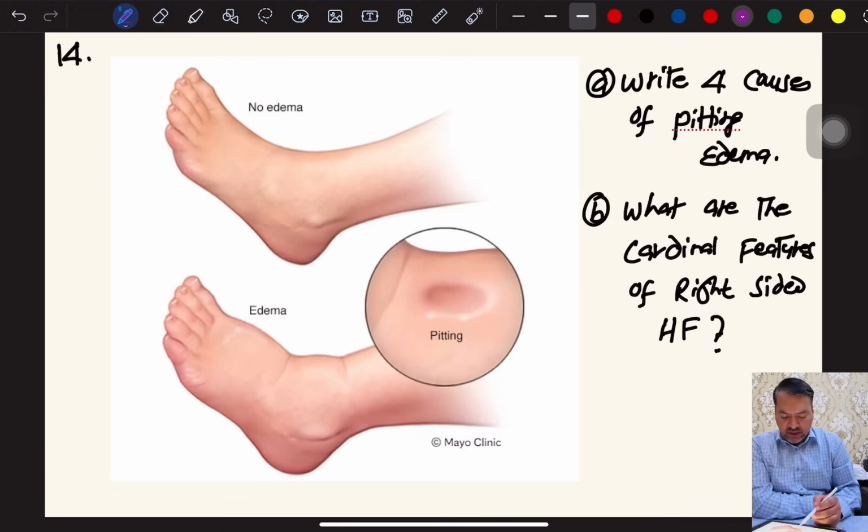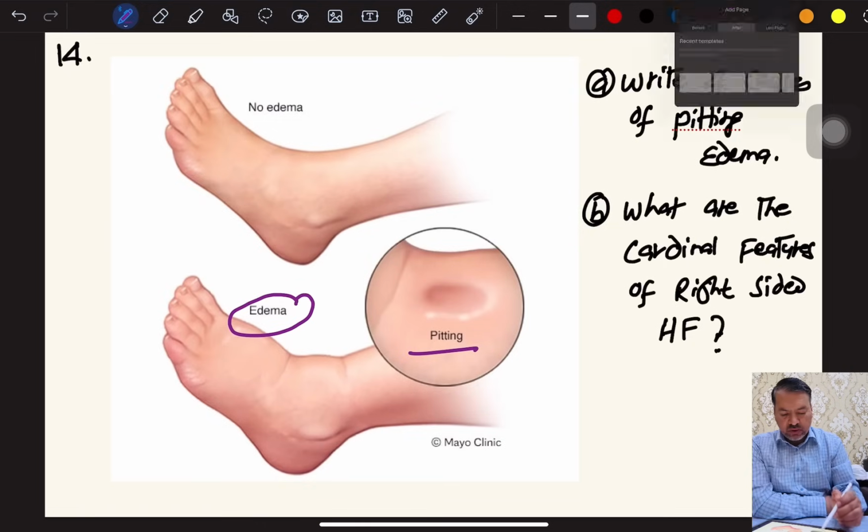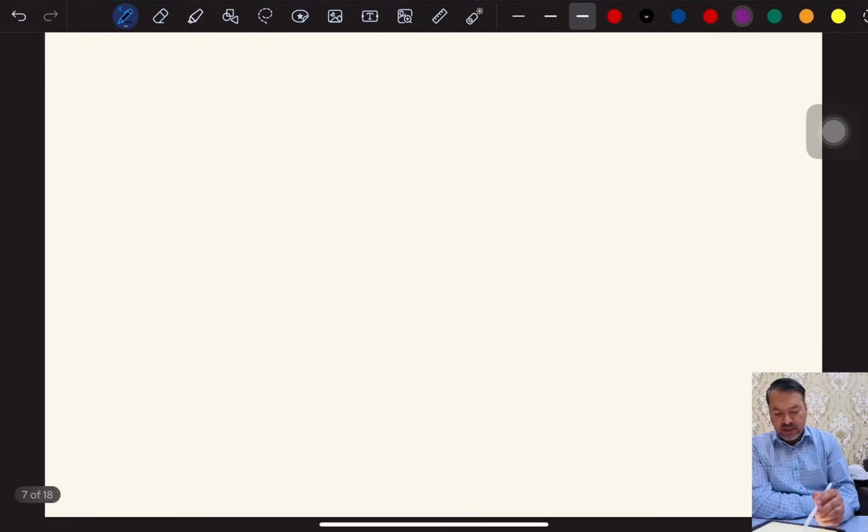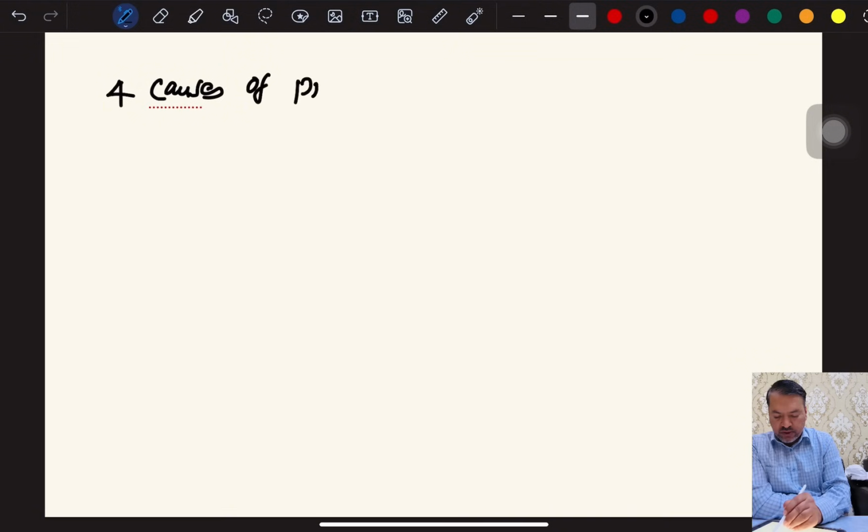Now see this, look at this physical examination finding or sign. So you all know this is edema. Okay, it is clearly written here. This is a pitting type of edema. So what are the 4 causes of pitting edema? One of the favorite questions. Okay, now let's talk about this in the next slide. The 4 causes of the pitting edema. Okay, a lot of the causes we can highlight here, but the 4 causes of pitting edema.